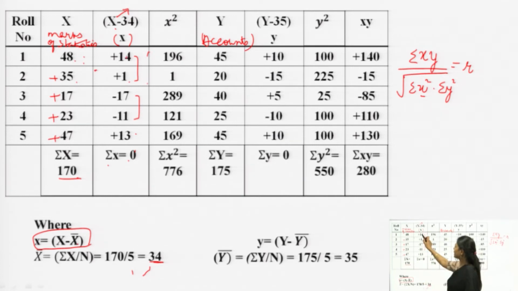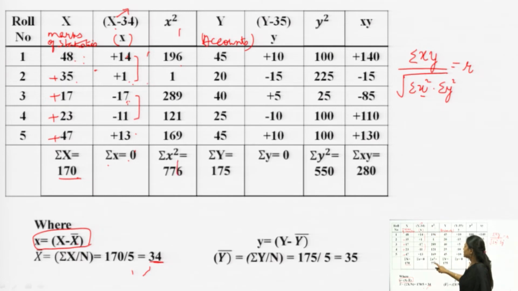That means, if I have x as plus 14, I will square it, and I will have 196 here. I will square 1 and I will have another value for x square as 1. Minus 17 into minus 17 gives me 289, minus 11 into minus 11 gives me 121, plus 13 into plus 13 gives me 169. Even if the value has a minus sign, minus into minus gives me a plus value. So, minus 17 into minus 17 gives me a positive value, that is 289.